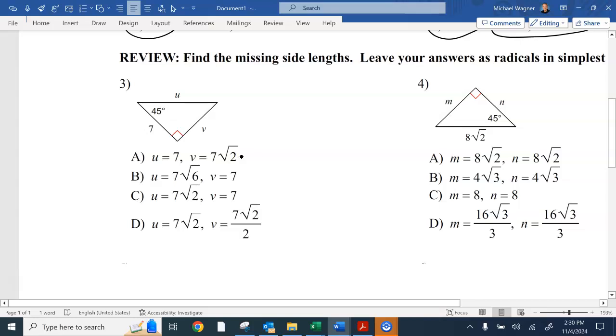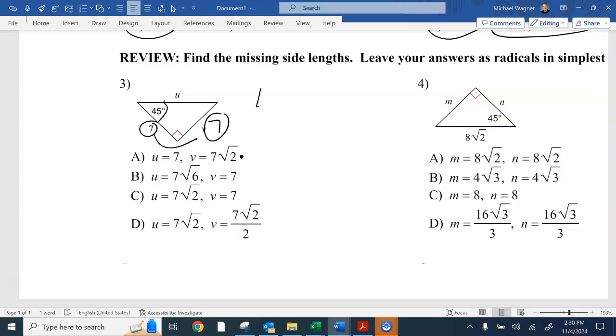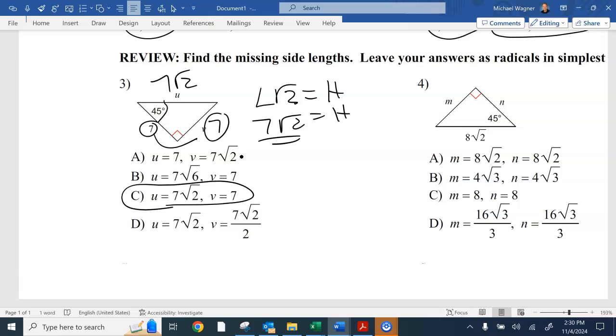Okay, the first one, number 3, let's see. This is a 45, 45, 90. This is a leg, so that automatically makes that a leg. And then the leg times root 2 is equal to the hypotenuse, so that would be 7 root 2 is equal to the hypotenuse. Okay, 7 root 2 is for u. Let's see, u. Okay, there we go. Looks like they're all C today, huh?